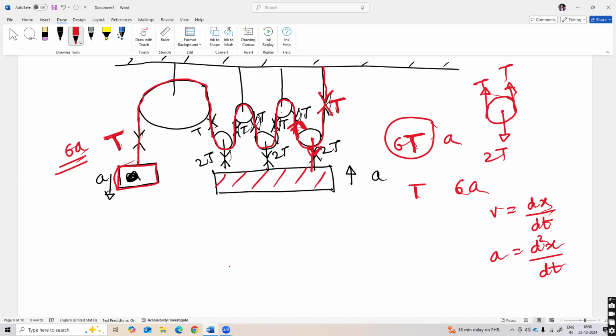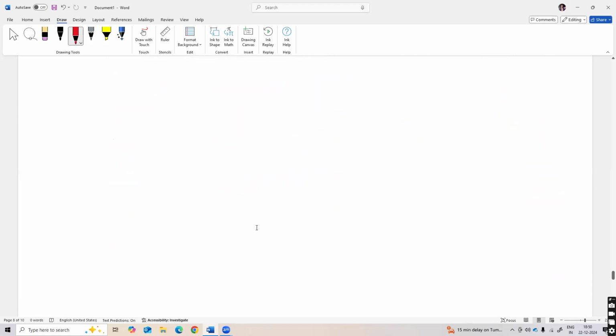So now, the first thing you should remember: here tension is T, and here tension is 6T, so if acceleration is A here, then acceleration is 6A here. So why is it so? I will draw one more figure so it will be much clearer to you.